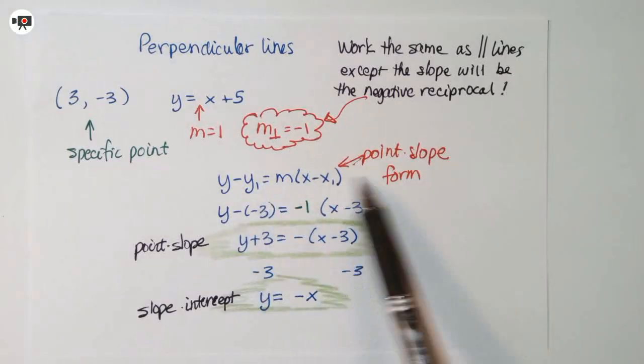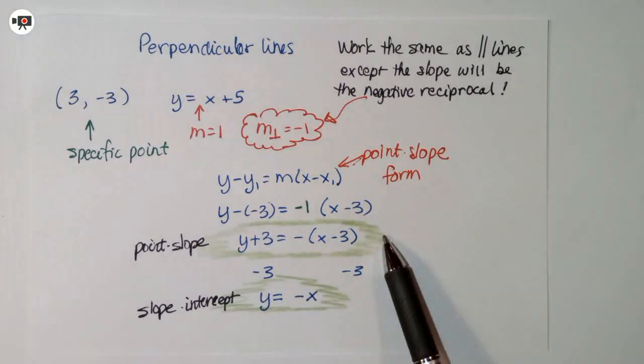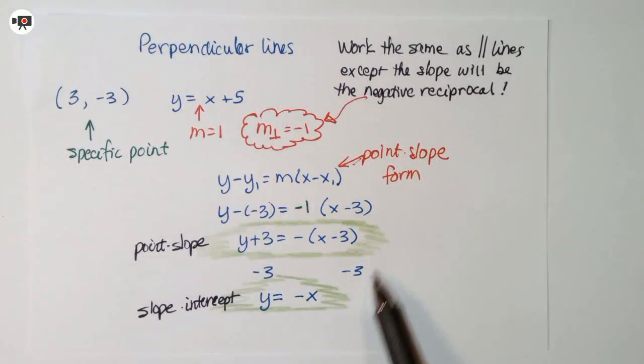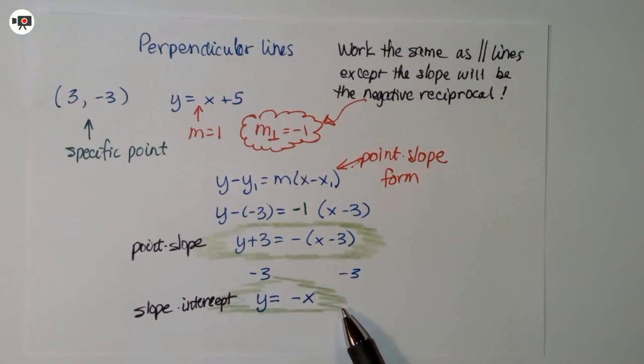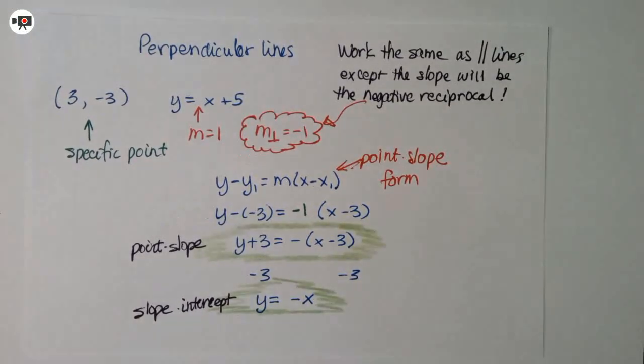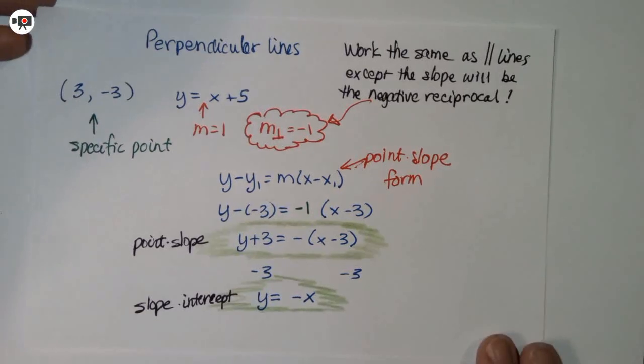So put it into point-slope form. Here's point-slope. Isolate the y, and it's really simple. That's the equation of the line that goes through it. Now that one was easy peasy. You work them the same as you worked the parallels. You just use a different slope. So here, practice on these.